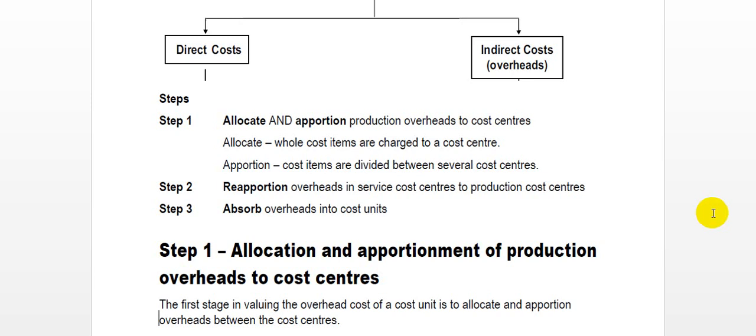The first step is to allocate and apportion production overheads to cost centers. Step 1 is divided into 2. The first one under step 1 is allocate. To allocate is you get the whole cost item and charge it to a cost center.